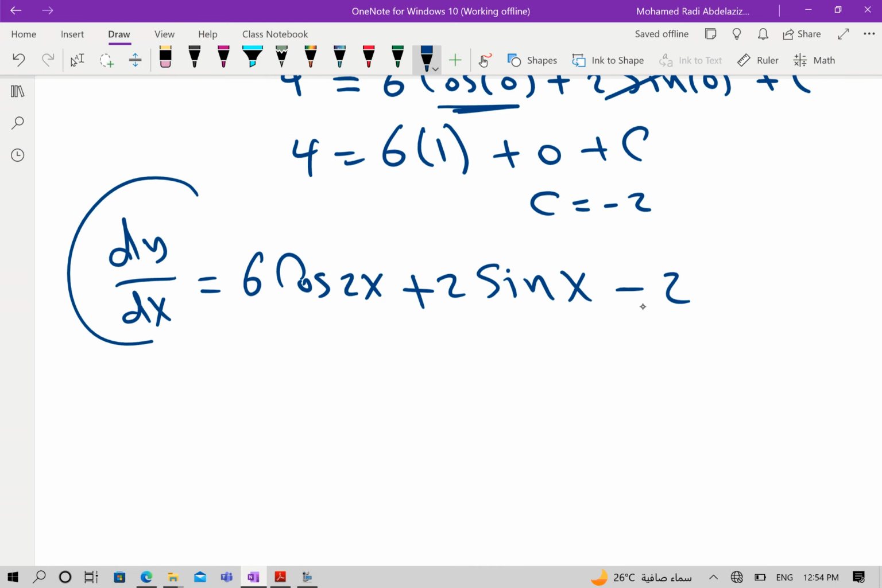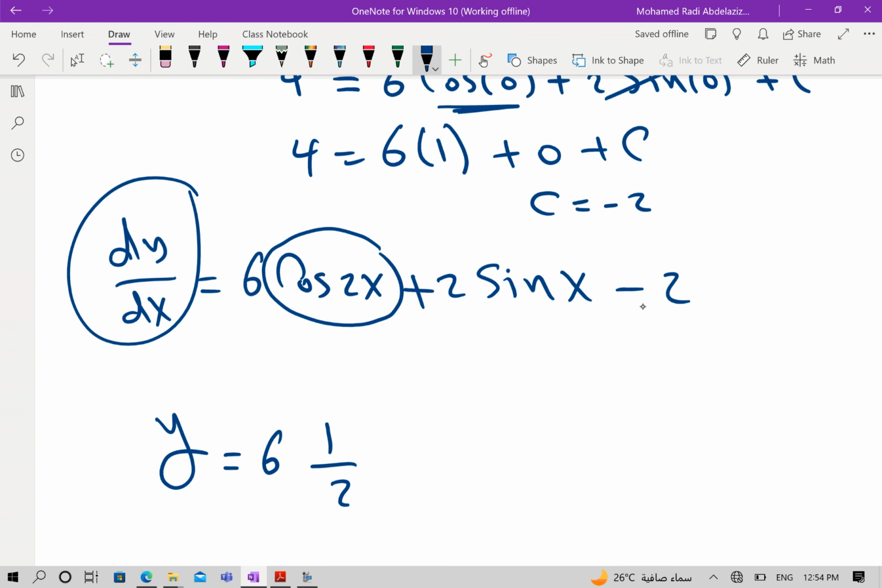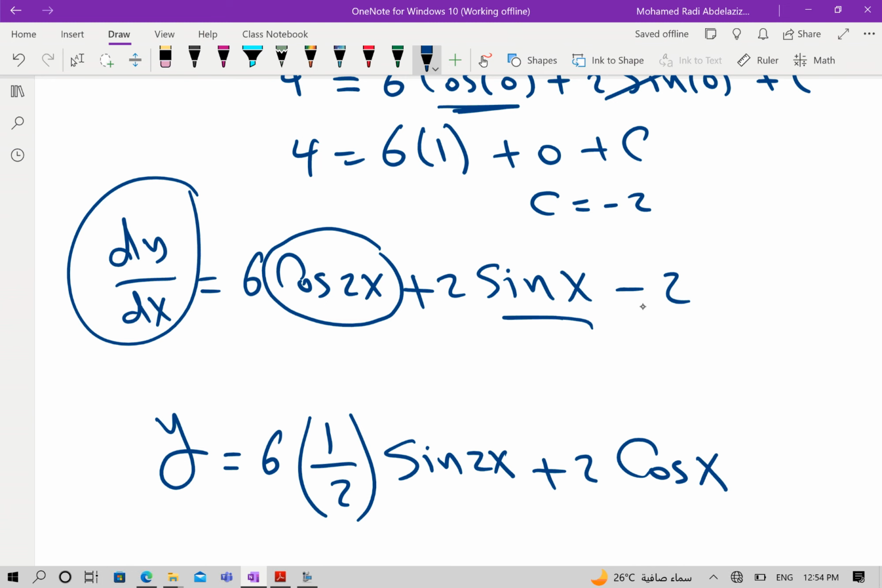Integrate dy by dx is y, the equation of the curve. 6 is a constant. How to integrate cosine 2x? 1 over 2 sine 2x. There is no negative here. Integrate of cosine is positive. Plus 2. Integrate of sine x is negative cosine x. Sorry, negative. You are right. Minus integrate of 2, 2x, plus. I will change c and write k, but it's okay if you write c.